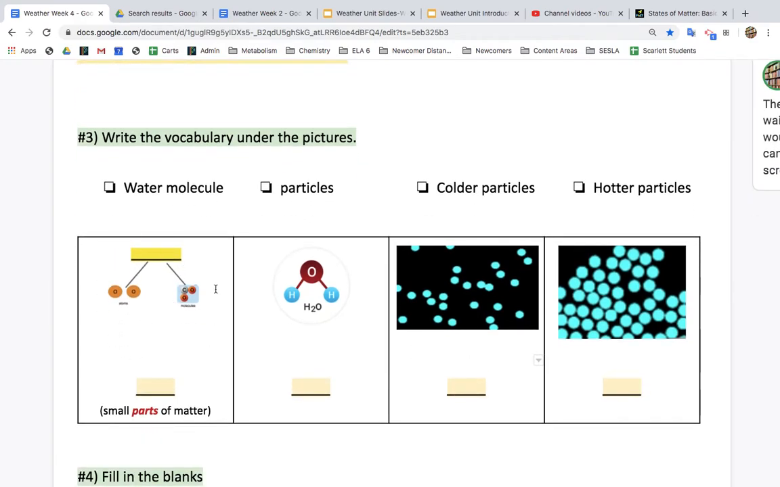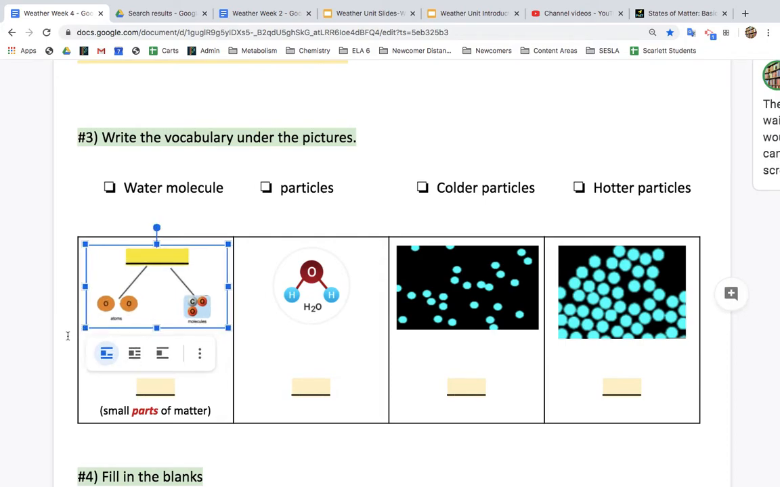So our first word means small parts of matter, and I can see here that there's atoms and molecules. Which of these words means small parts of matter? Particles. Next, we've got H2O. Is that a water molecule, colder particle, or hotter particle? You're right. It's a water molecule.